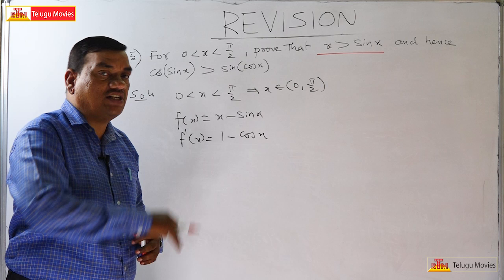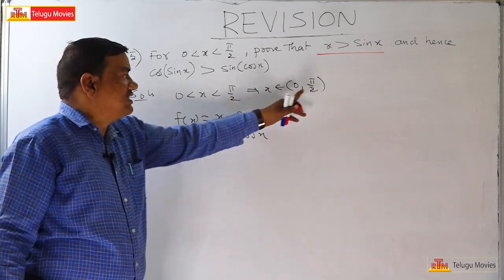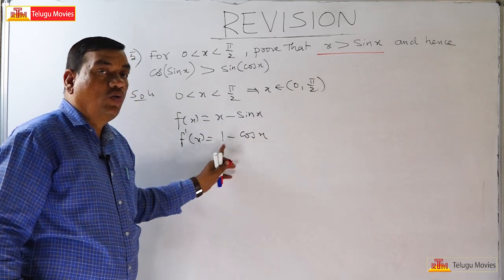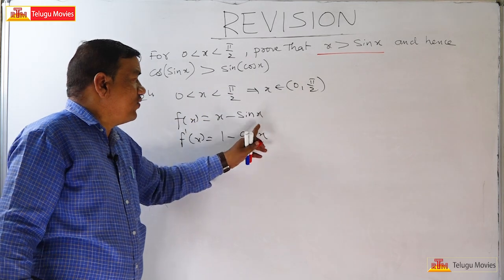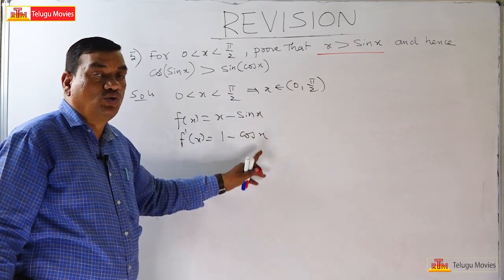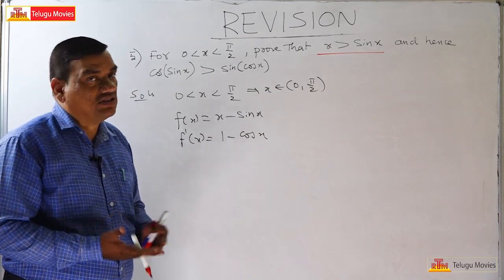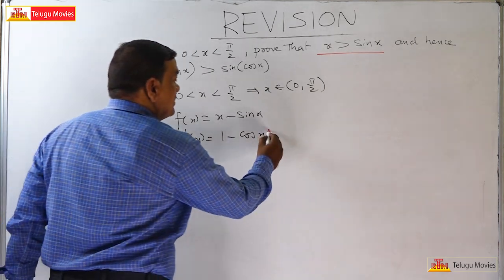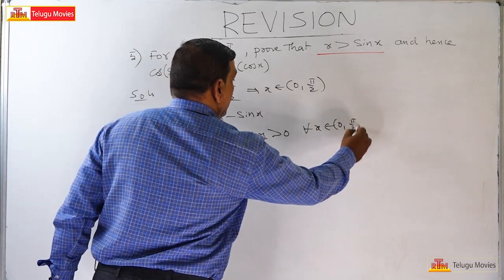Is it greater than 0 or less than 0 now? Yes, definitely it is greater than 0. See here, cos 90 is equal to how much? 0. 1 minus 0 is 1, that is greater than 0. So cos pi by 4 is 1 by root 2, that means about 0.7. So 1 minus 0.7 is positive. So it is always greater than 0 for all x belonging to 0 to pi by 2.